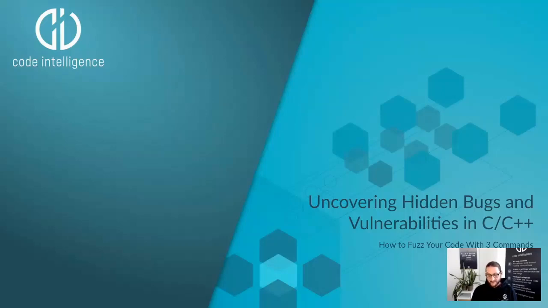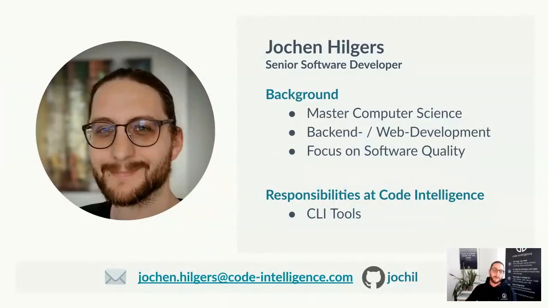A few words about myself. For the beginning, my name is Jochen. I'm a senior software developer here at Code Intelligence. I have a master's in computer science. My background is mostly from the backend and web development side, and I have a strong focus on software quality. It was always part of my interests, and this is how I ended up at Code Intelligence. At Code Intelligence, I'm responsible for developing the CLI tool, which we want to see today.